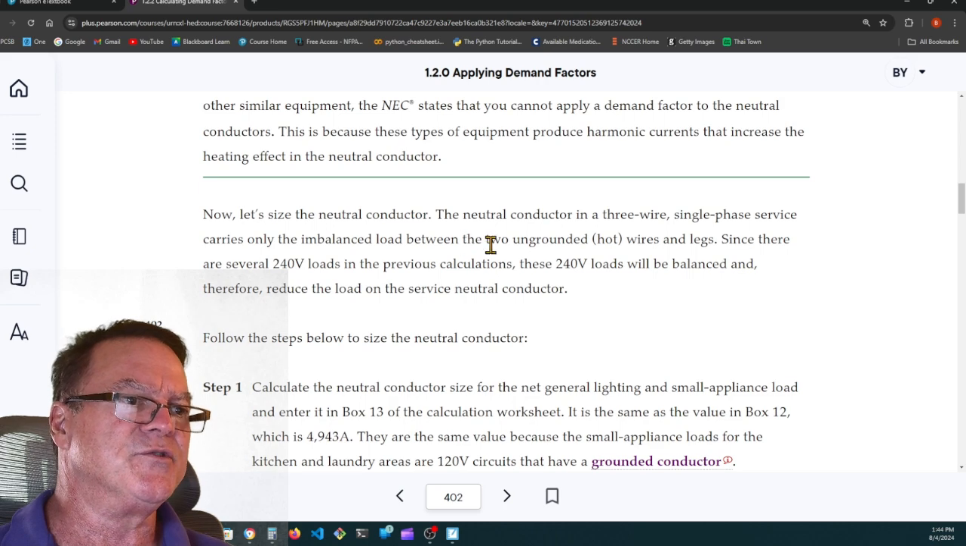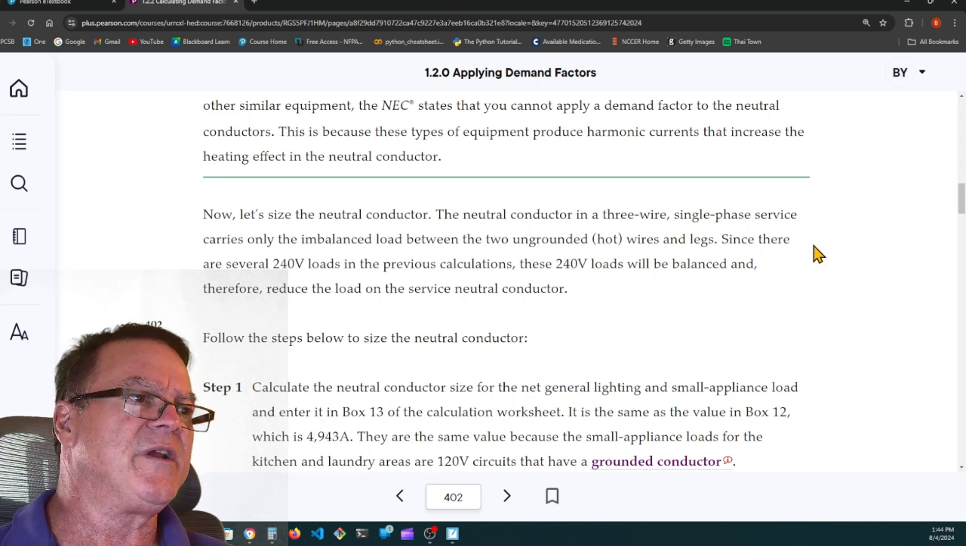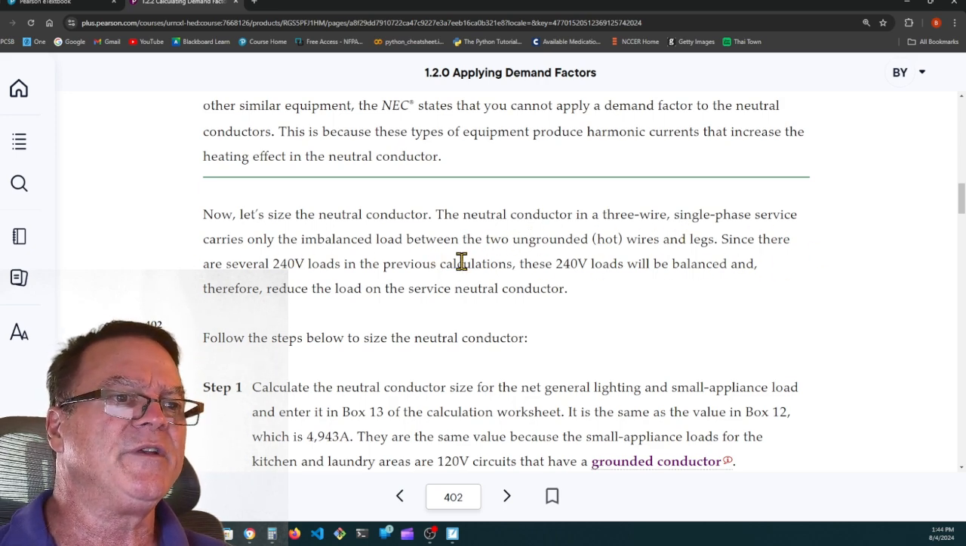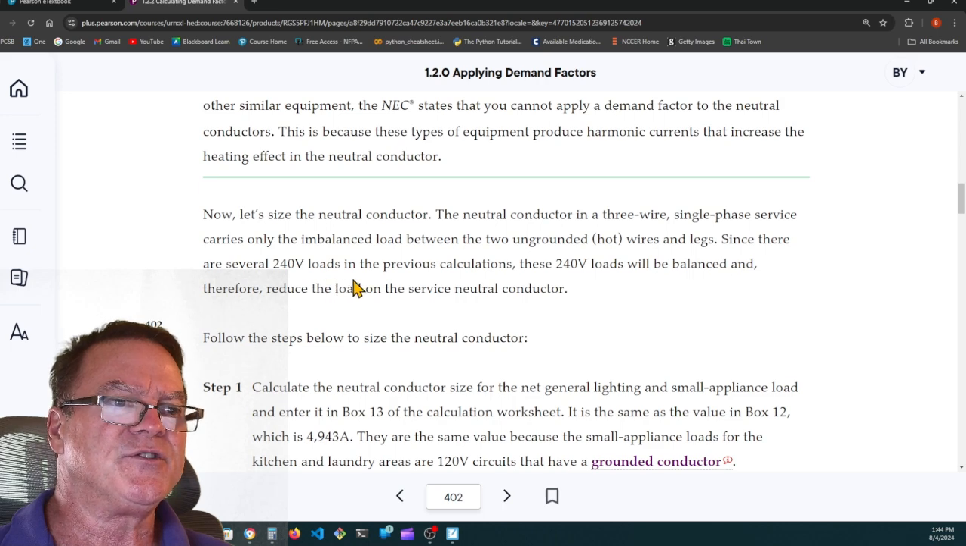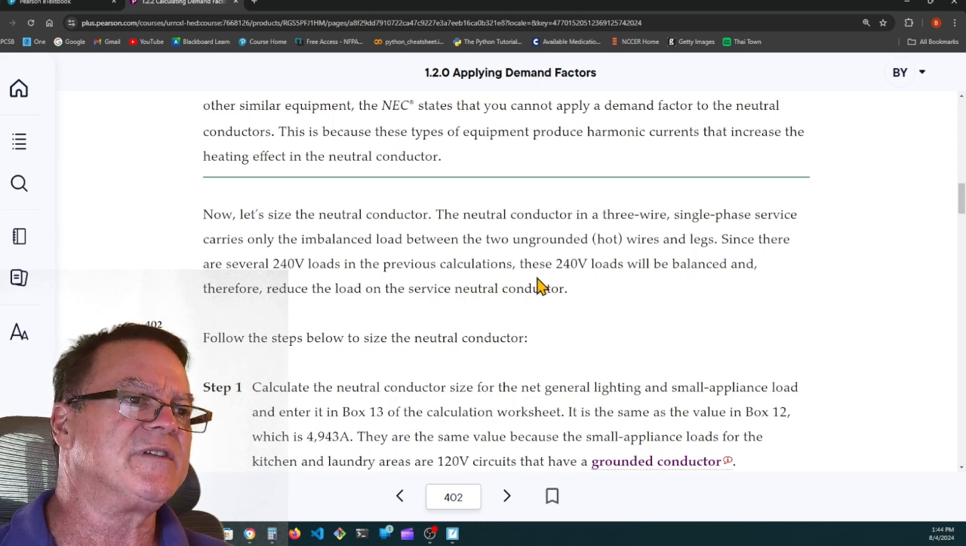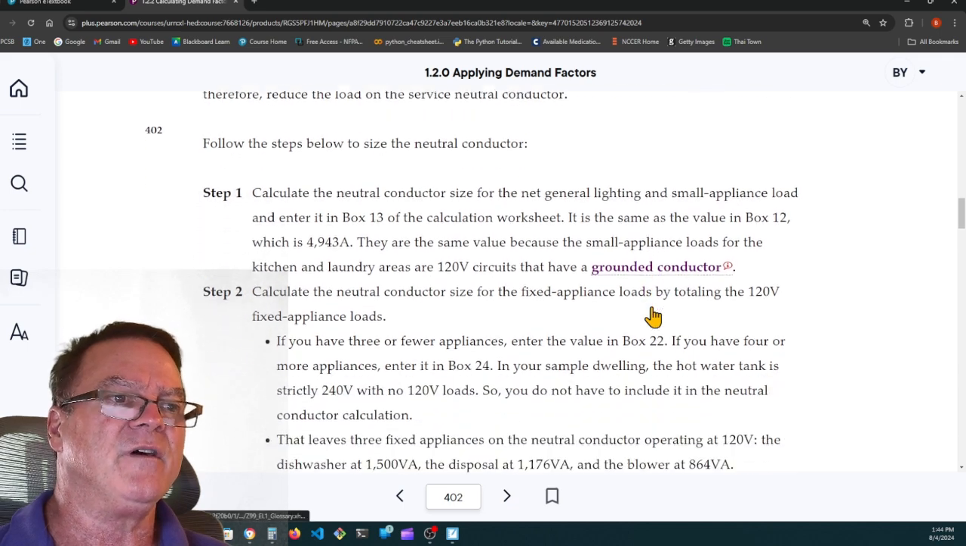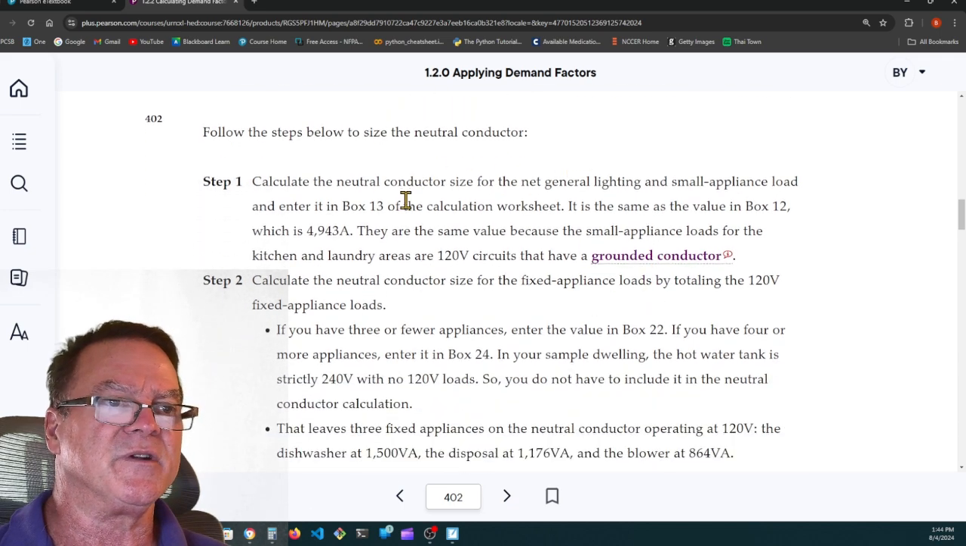Now let's size the neutral conductor. The neutral conductor in a 3-wire single-phase service carries only the imbalanced load between the two ungrounded wires and legs. Since there are several 240-volt loads in the previous calculations, these 240-volt loads will be balanced and therefore reduce the load on the service neutral conductor.